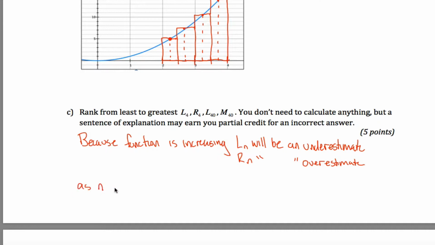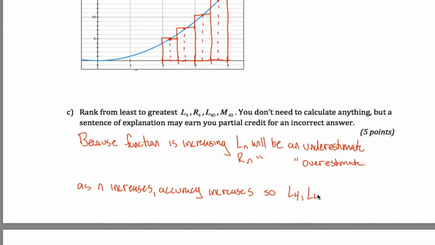As n increases, accuracy increases. So what I'm saying is L4 is not only an underestimate, it's a big underestimate because this is not nearly as accurate as L40. So this is a far bigger underestimate than this guy is. So my smallest is going to, maybe I should write so here. So if I'm ranking these guys, L4 is actually the smallest.